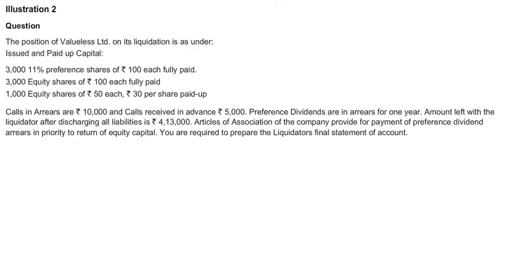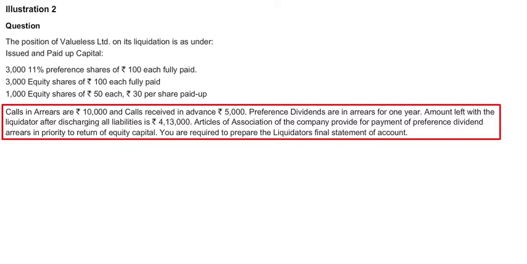If we read the question, the position of Valueless Limited on its liquidation is as under: issued and paid up capital. There are 3,000 11% preference shares of rupees 100 each fully paid up. There are 3,000 equity shares of rupees 100 each fully paid up, and there are again 1,000 equity shares, but these are partly paid up, that is, of 50 each, out of which 30 per share is paid. Calls in arrear are rupees 10,000 and calls received in advance are 5,000. So 5,000 is payable and the 10,000 is receivable. Preference dividends are in arrear for 1 year.